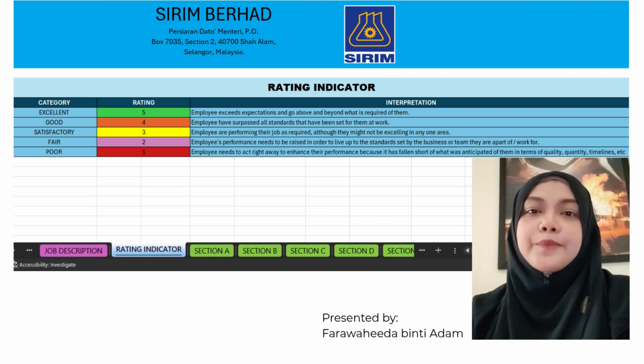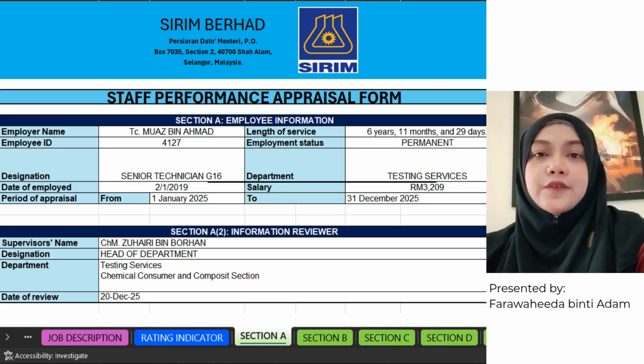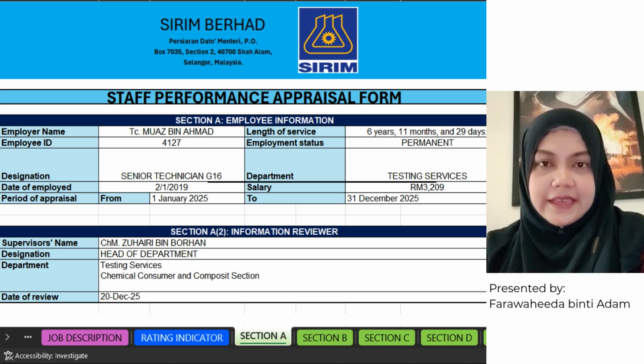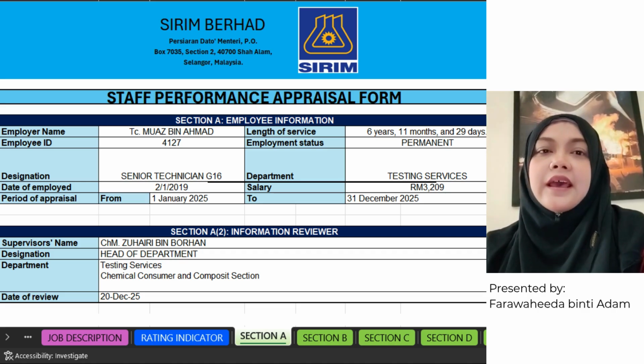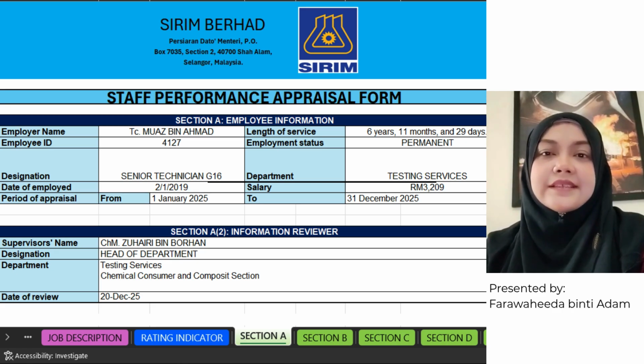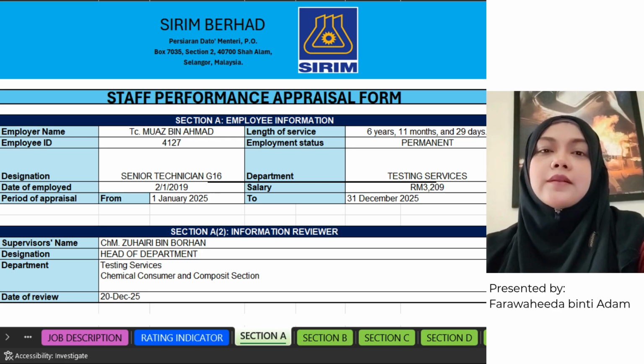may need additional support. Finally, Section A of the appraisal form captures all important employee information such as employee ID, department, designation, employment duration, and the review period. It also records the supervisor's details. The form emphasizes performance categories, linking back to the rating indicator to assess how well employees meet their job responsibilities. This systematic approach ensures assessments are fair, consistent, and aligned with organizational standards.